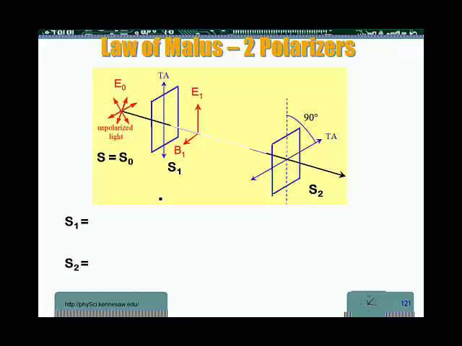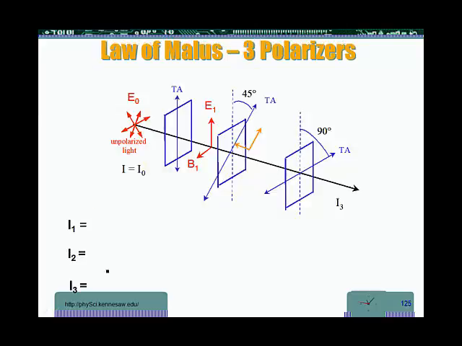Okay. Now another example. So here we have unpolarized light. Before any polarizer, our intensity is S sub 0. After the first polarizer, our intensity is going to be 1/2. The second one, its axis of polarization is perpendicular to the first, so the intensity is 0. Very simple, just a rehashing of what we just said.